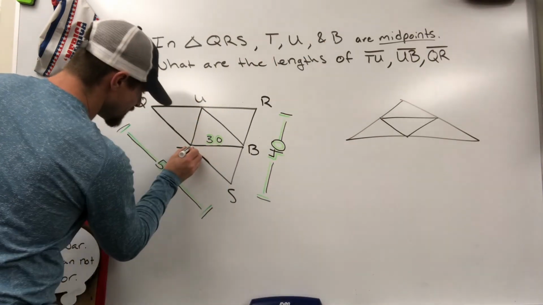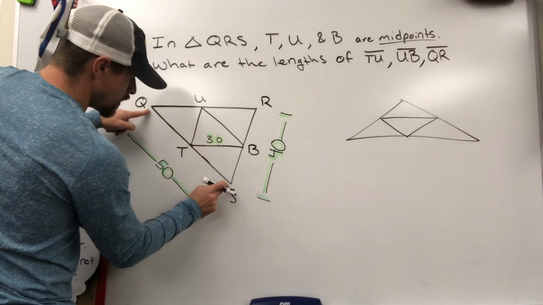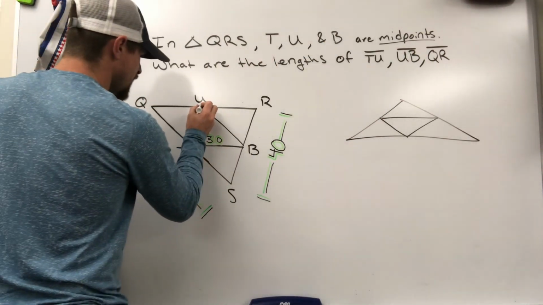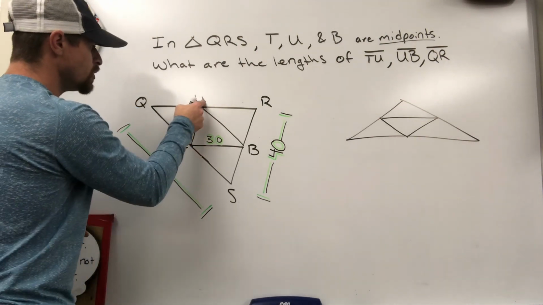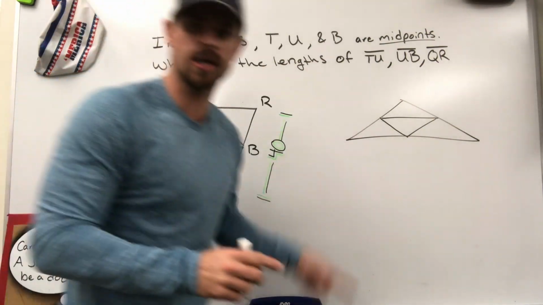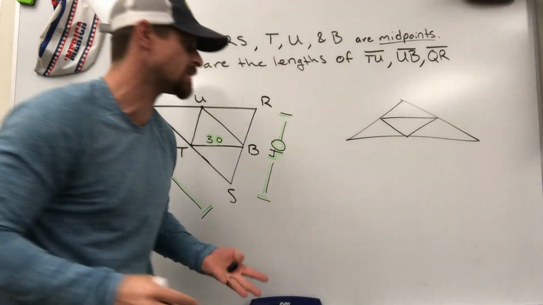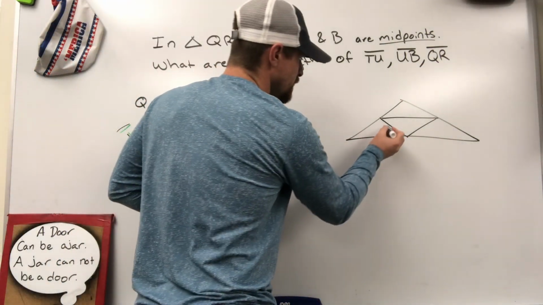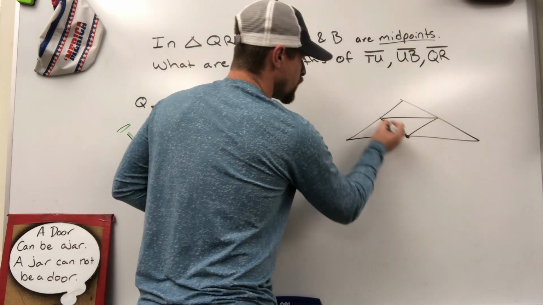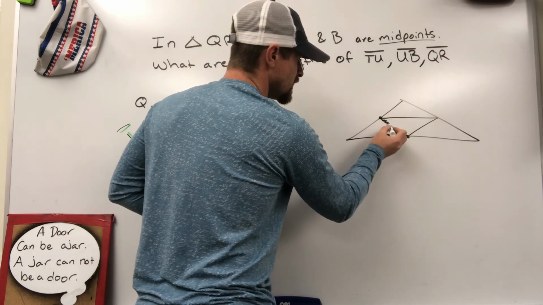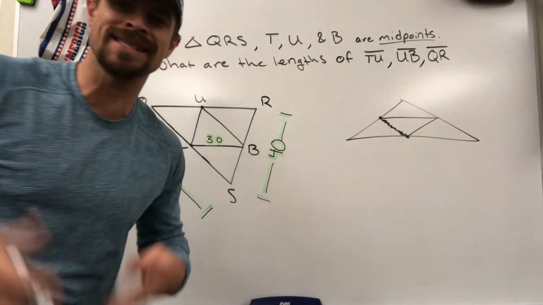So that right there, T, that's halfway between Q and S. If that's a midpoint, then what we have here is a mid-segment. TU is a mid-segment. So let's go over here and talk about what we know about mid-segments. If that's a midpoint and that's a midpoint, then the squiggly line is what we call a mid-segment.